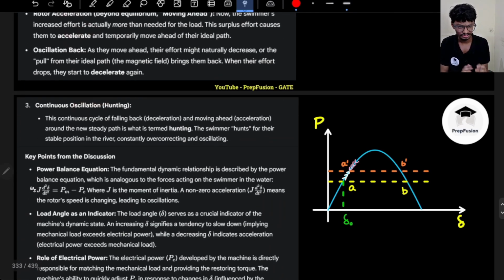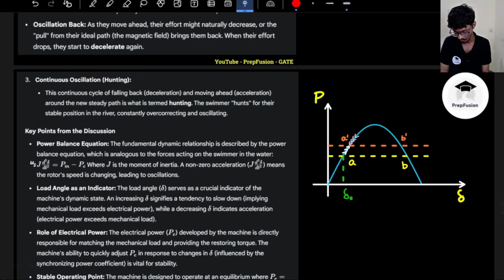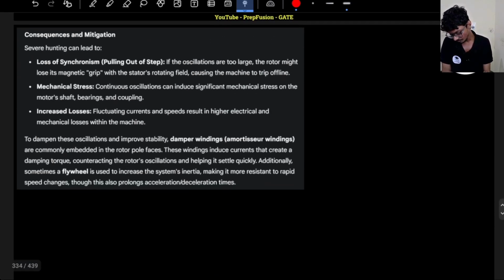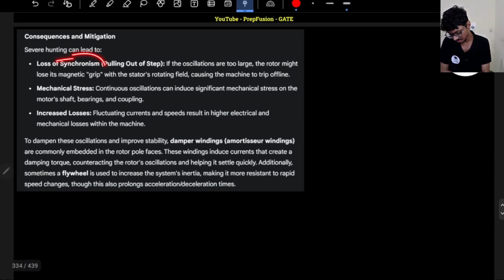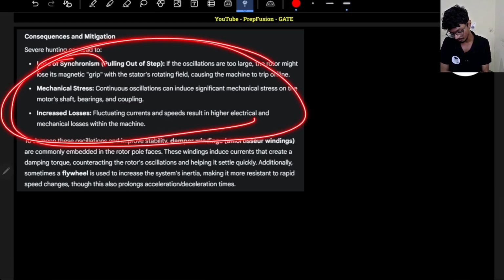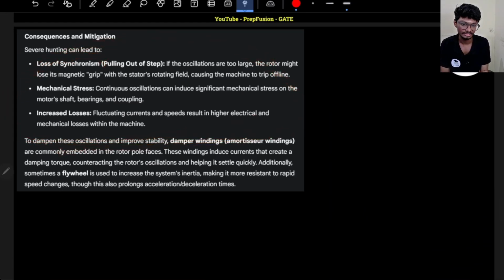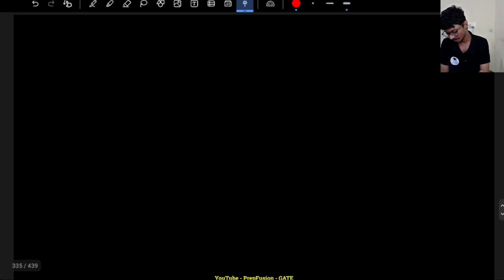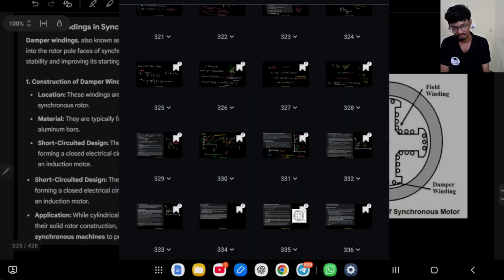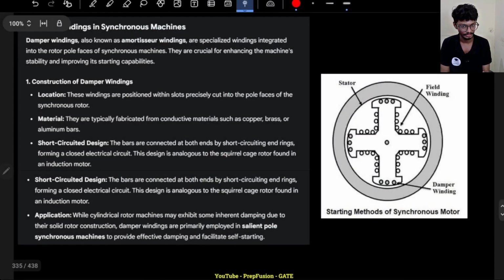I don't want to go through this again because in the previous lecture I have explained everything. These are the effects of hunting. What can be the problem? We will dampen out these oscillations with the help of damper windings. I will show you what damper windings basically are. Here we have damper windings.